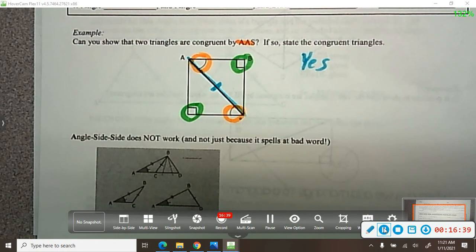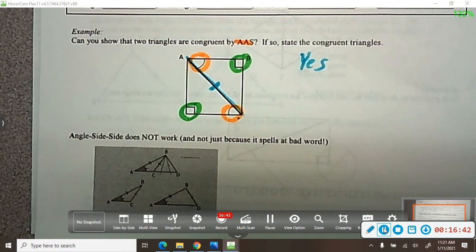And then I'm not going to name these congruent triangles because they left off some letters there, so it's going to be hard to name this triangle.